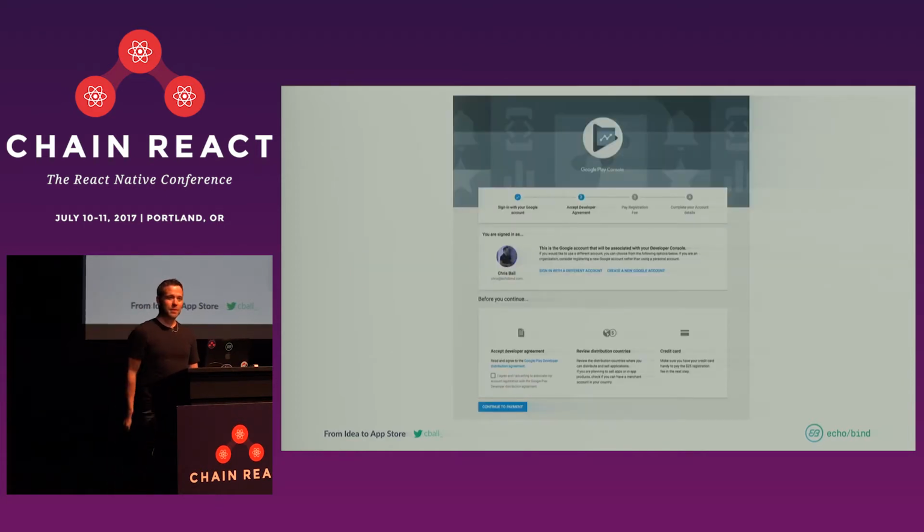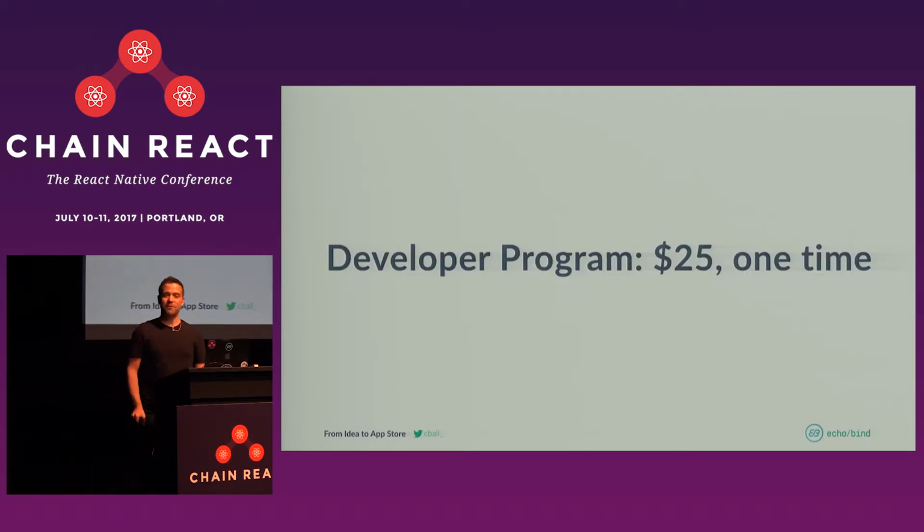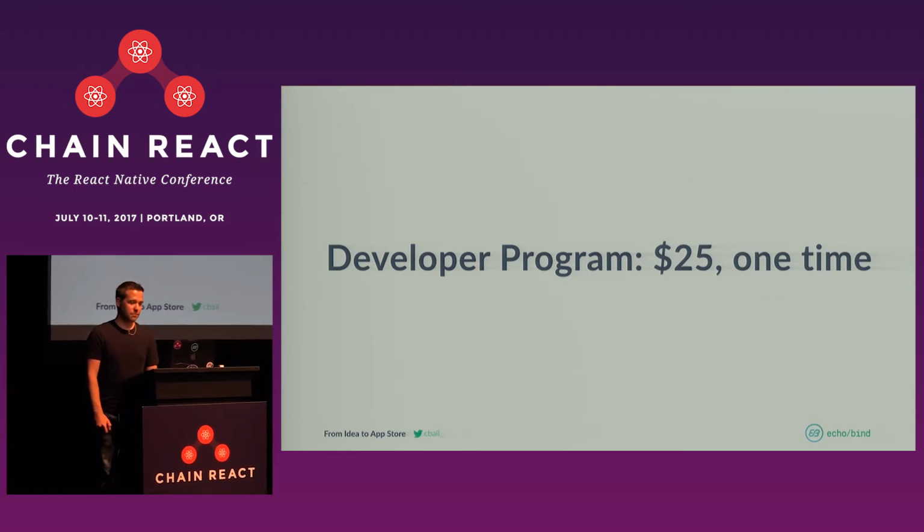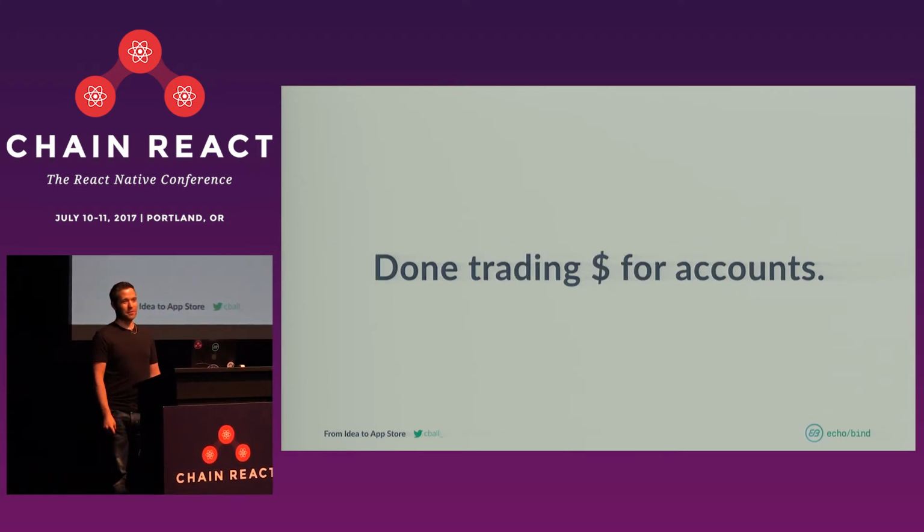Google is a little bit cheaper, but it's less of a verification process, but there's still this top-level decision. Are you an individual? Are you a company? If you're a company, then make a company account because it's a little bit easier. Google is a $25 one-time fee. And then we're done trading money for accounts, so we can move on from there.